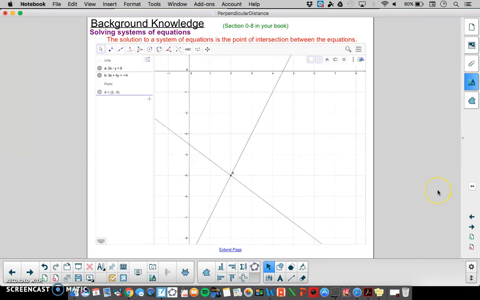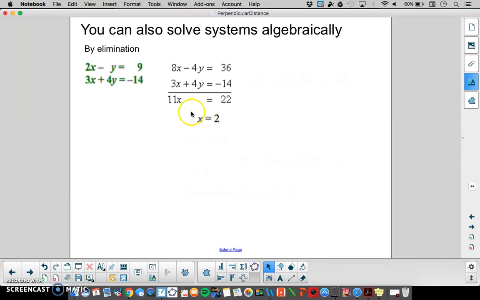Now, if you want to go back over how to solve systems algebraically, it is section 08 in your book. I'm going to have an example here. This is actually the example that we graphed just a second ago. So we're going to solve this system by elimination. Notice I'm going to multiply that first equation by 4.